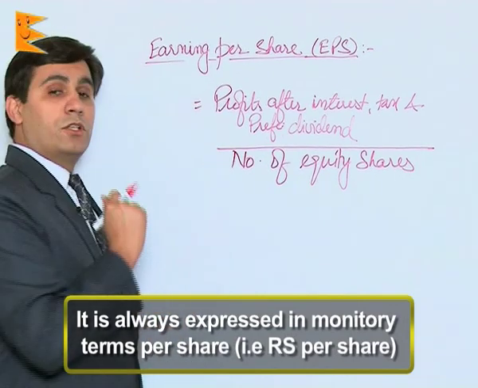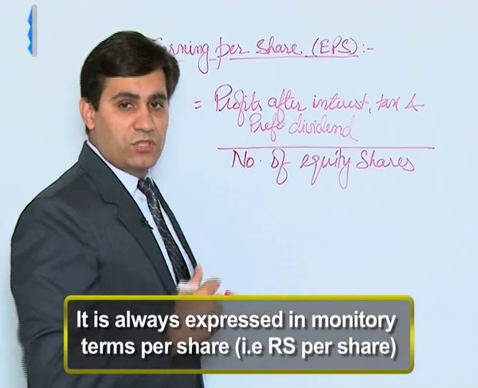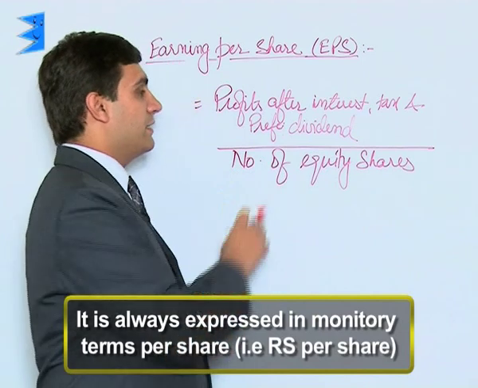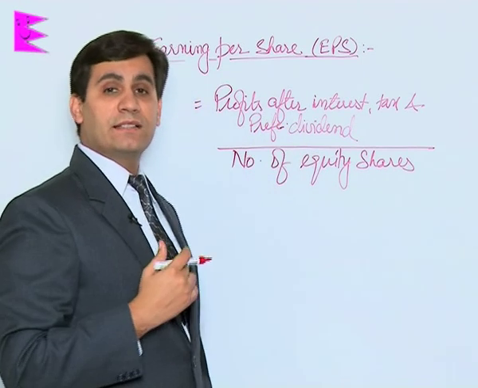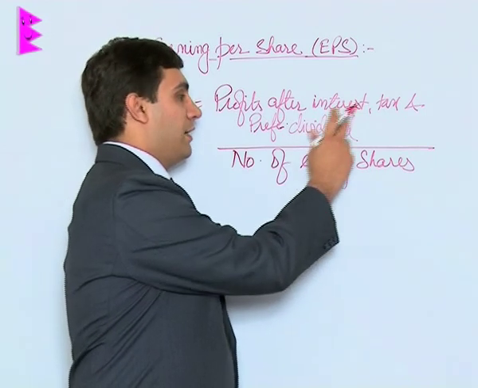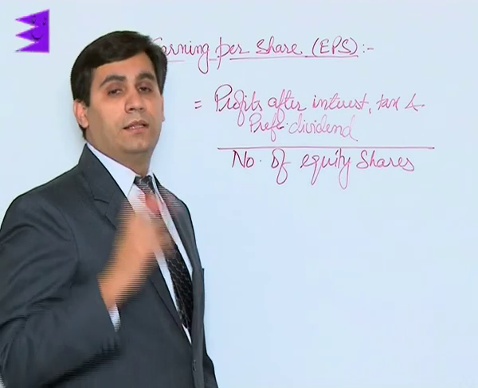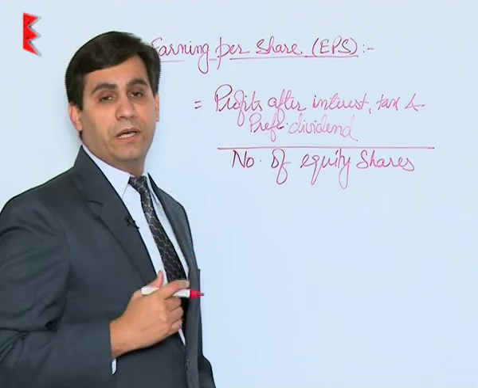Both these components usually are given in the question. Number of equity shares are usually mentioned in the question. Profit after interest, tax and preference dividend is given in the question. But in case profit before tax is given, you will deduct interest, tax and preference dividend and arrive at this figure. Let us take an example to understand this EPS or earning per share.